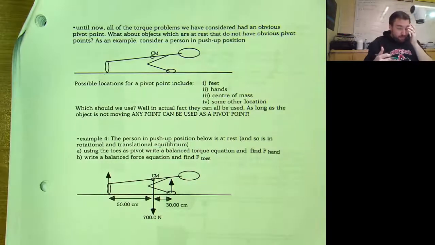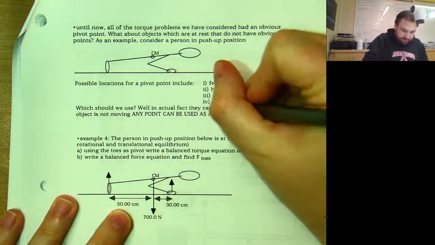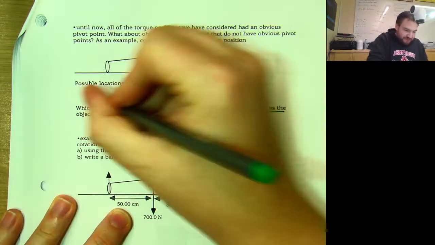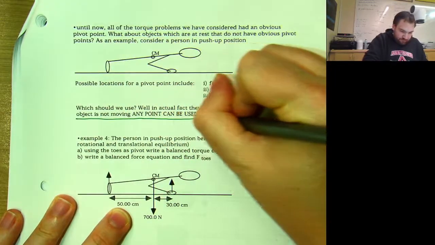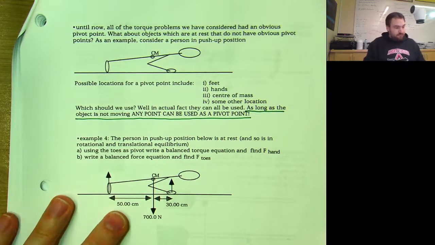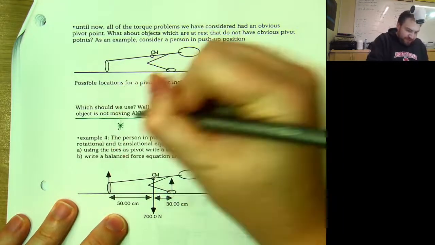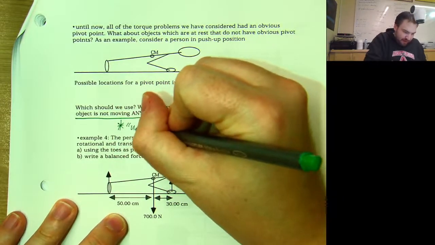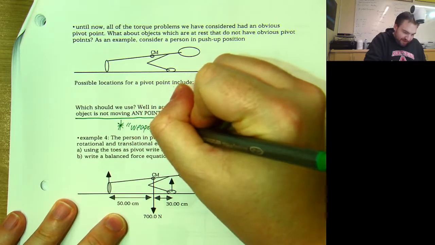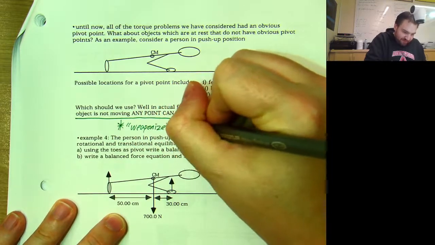So it doesn't matter where you put the pivot point in a problem like this, as long as the object is not moving. So what you want to do, and the language that I've used here in the past, is you want to weaponize the pivot point.